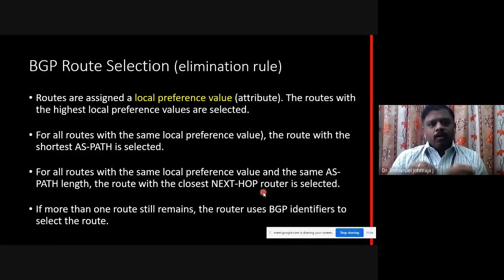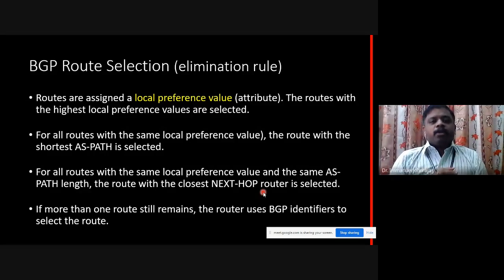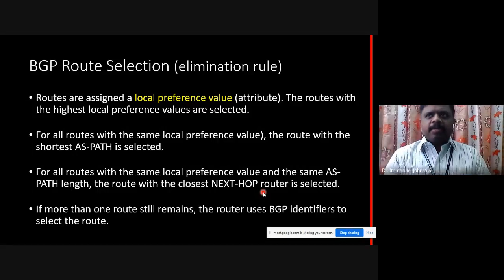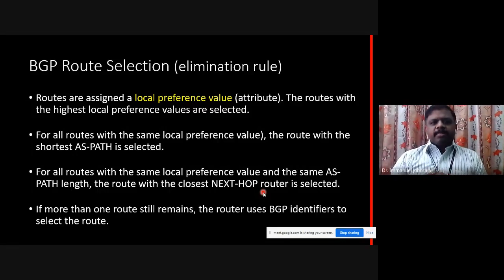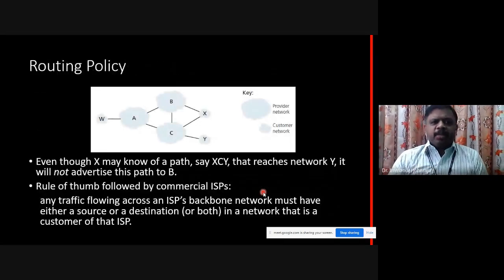So the lowest local preference is removed, and the longer autonomous system path is not considered. When the next hop is somewhere far away, again you are not going to use it. So these are the criteria, the steps, or the rules for BGP route selection when you have multiple routes existing to the destination. Now, something about the routing policy.